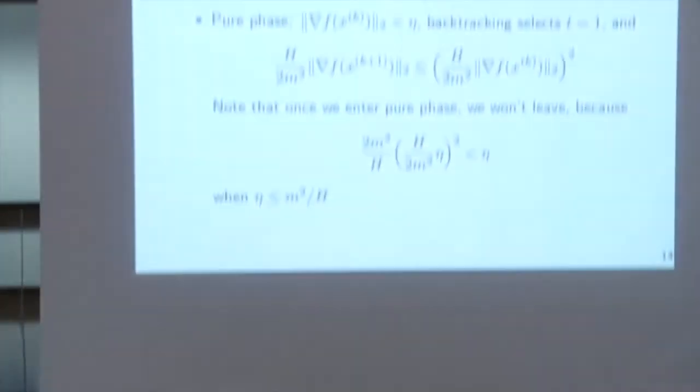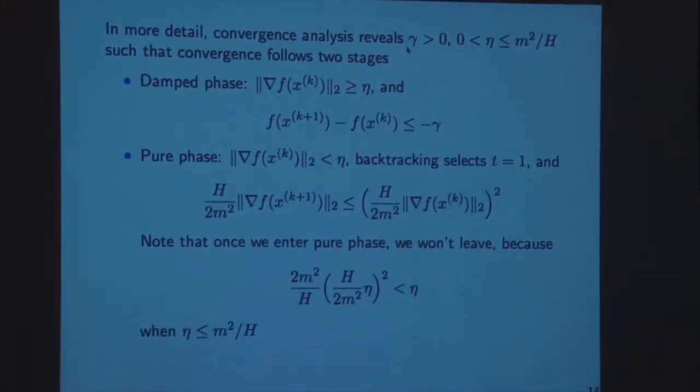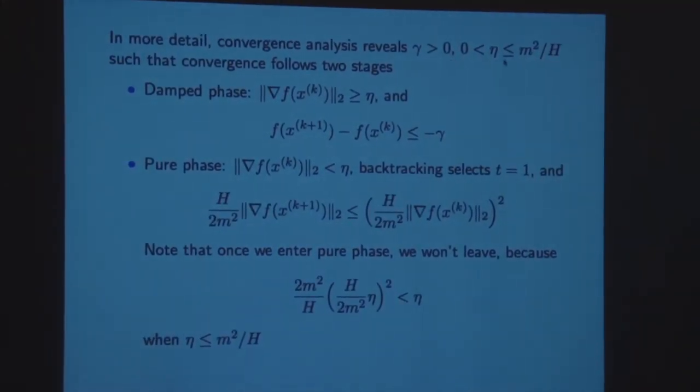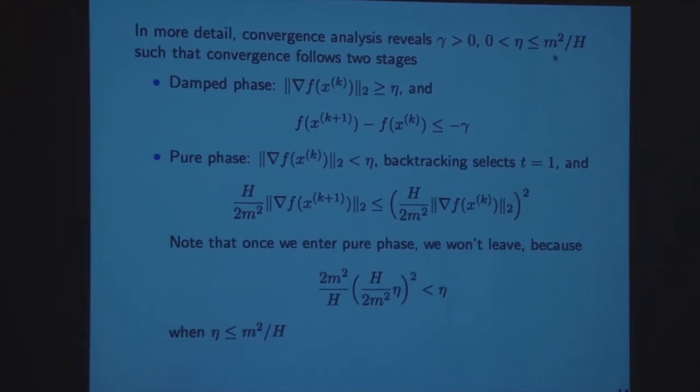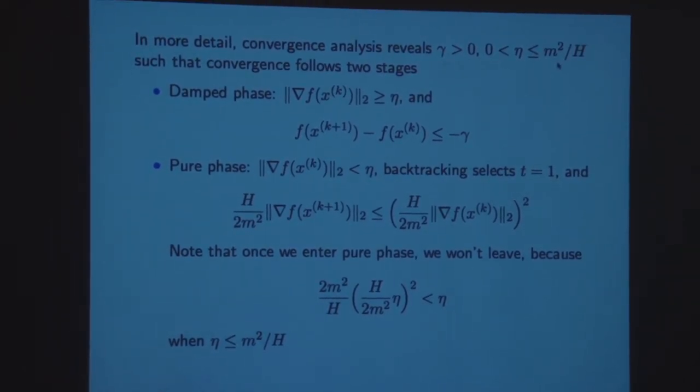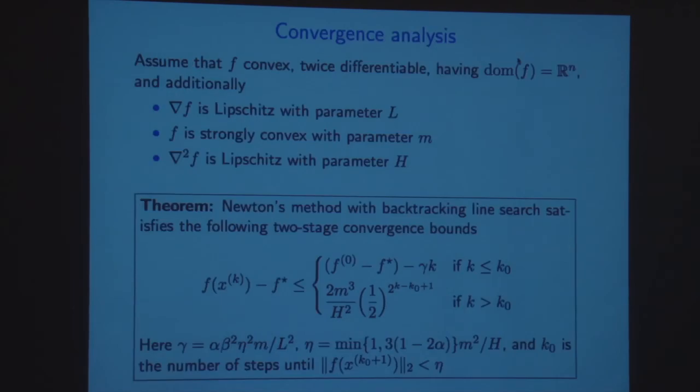But the convergence analysis reveals a little bit more than the result I told you, so let's unravel that. It produces for us two constants, gamma and eta. Gamma is something that's larger than 0. Eta is something that's between 0 and m squared over L. As we've written them down, they depend on the backtracking parameters alpha and beta. They also depend on the Lipschitz and strong convexity parameters that we've written down.